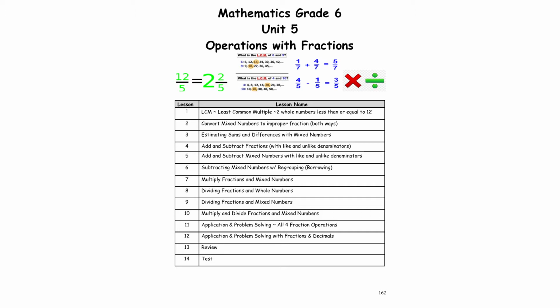In this unit, we're going to be focusing on fraction problems and operations related to fractions. So for lesson number 1, we're going to be doing the least common multiple. Lesson 2, we're going to convert mixed numbers to improper fractions and back. Lesson 3, we're going to estimate sums and differences with mixed numbers and fractions. Lessons 4 and 5, we're going to be adding and subtracting fractions with like and unlike denominators and mixed numbers.